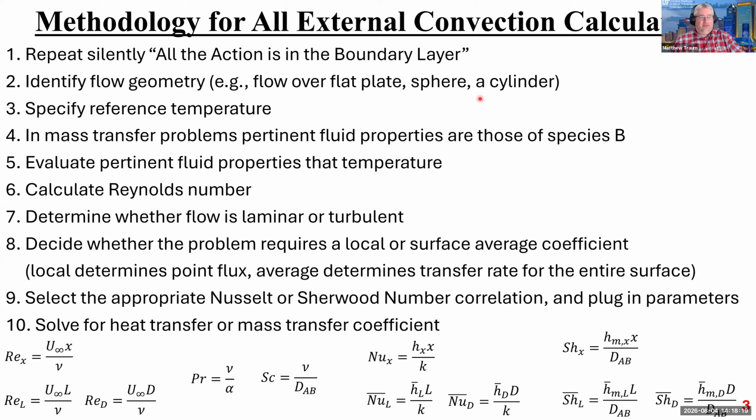Next thing we're going to do is identify the flow geometry. So we've got flow over flat plates, spheres, cylinders, all kinds of weird shapes. You need to be able to figure out what the geometry is in order to tell you which direction to go with selection of your correlations.